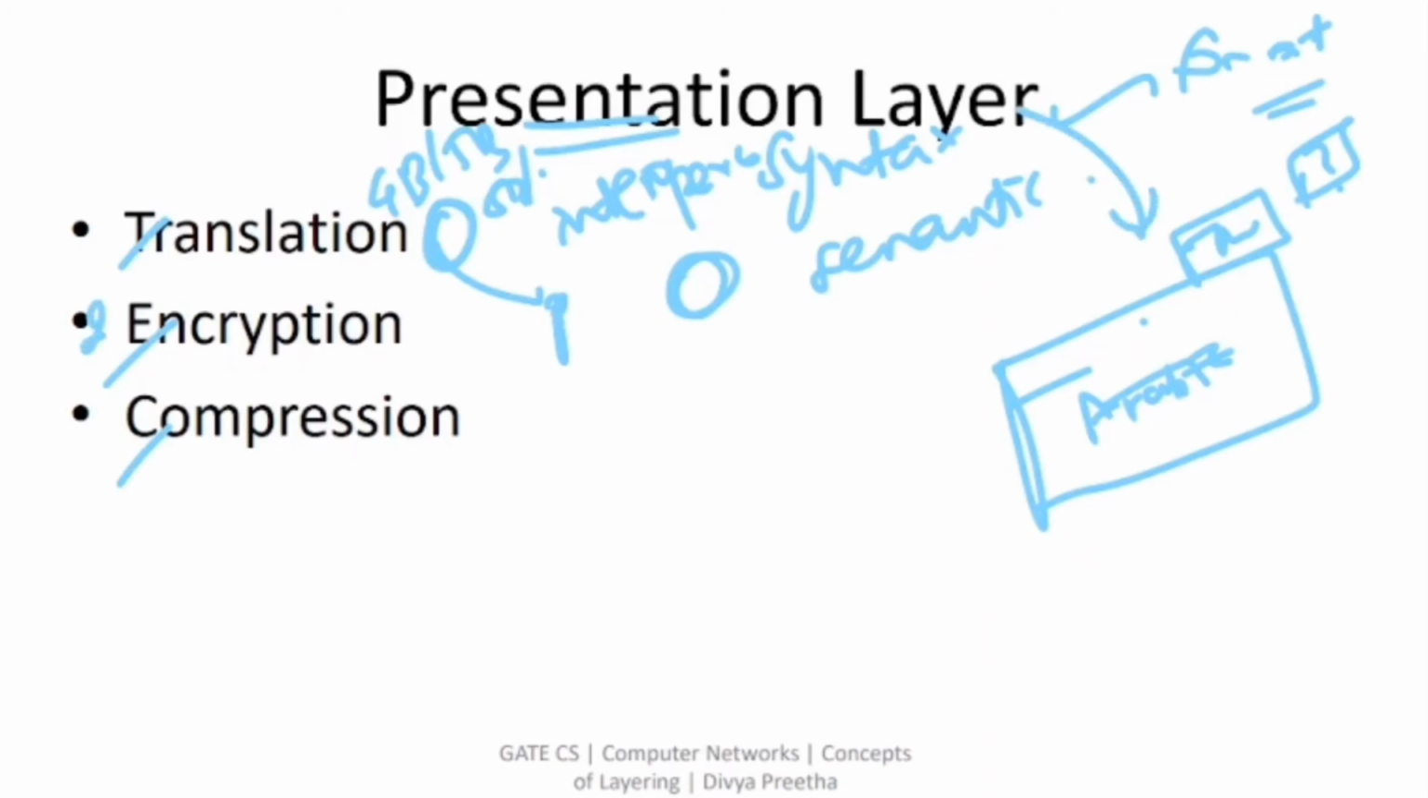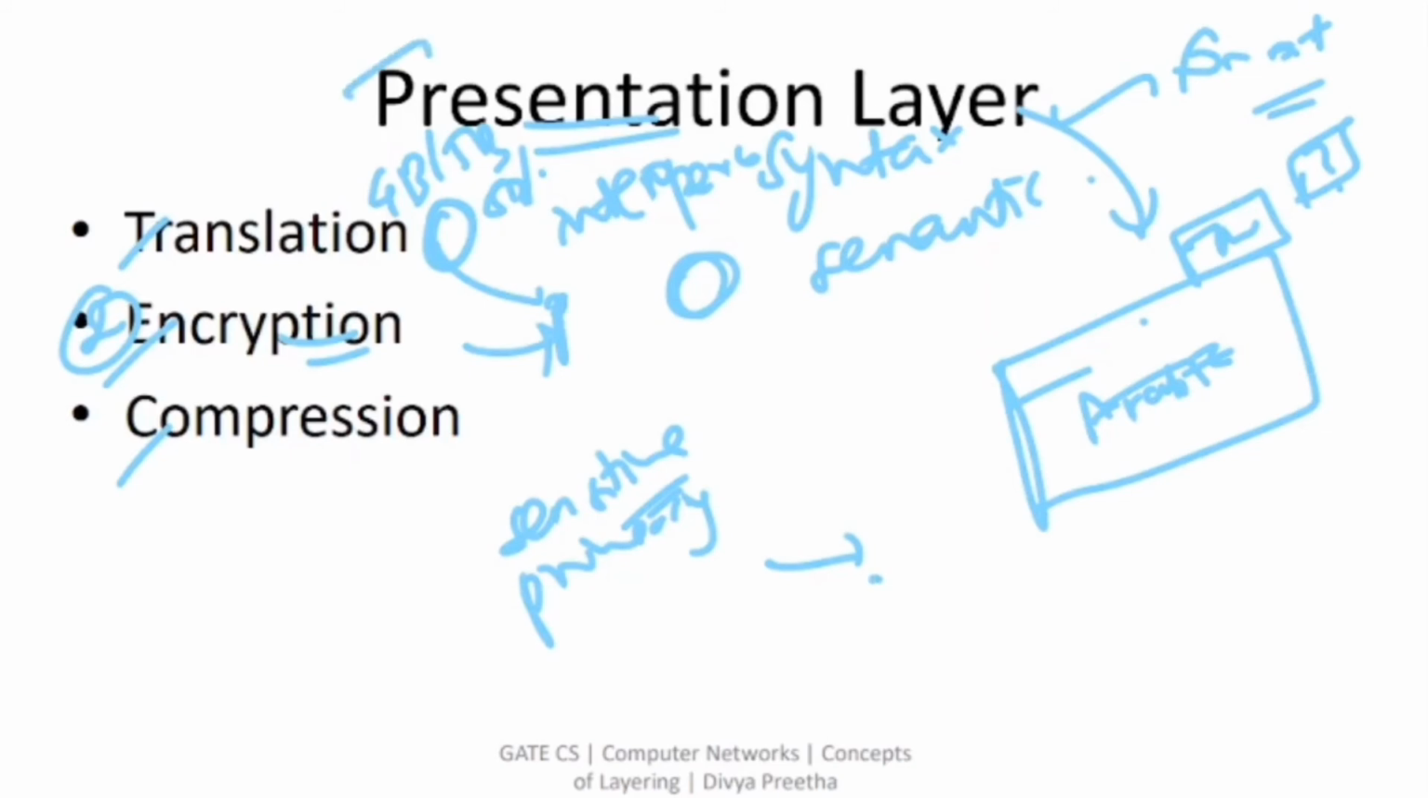The second function is encryption. For example, if you are dealing with any sensitive data, which you don't want common people to see, you just have to encrypt it for privacy purposes. So the receiver can decrypt the data at the receiving end in order to view the original message. So this encryption will also be done by the presentation layer.